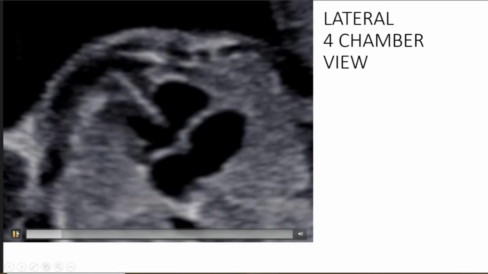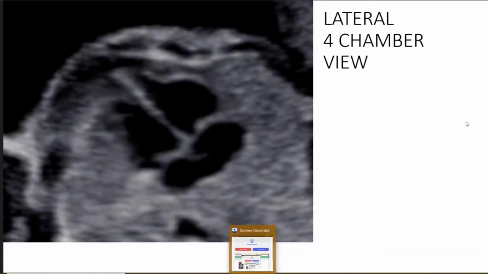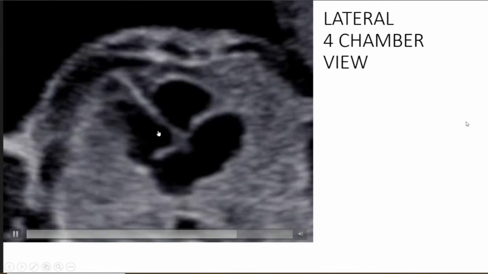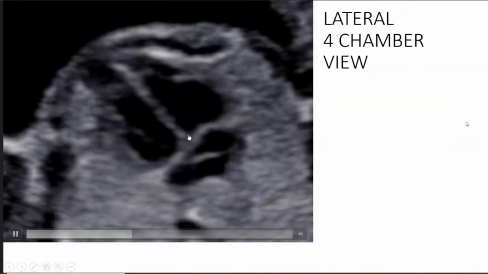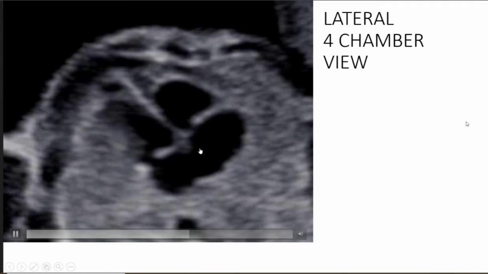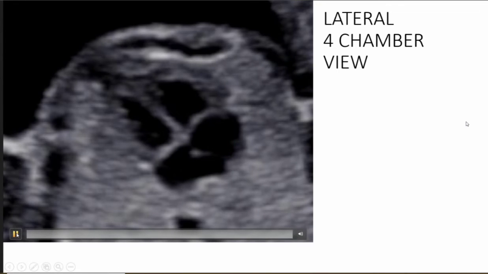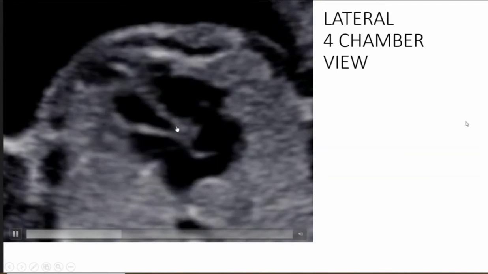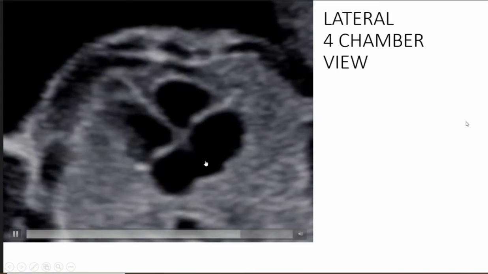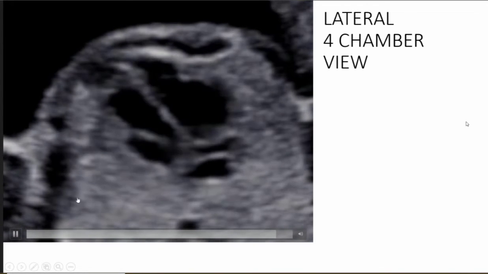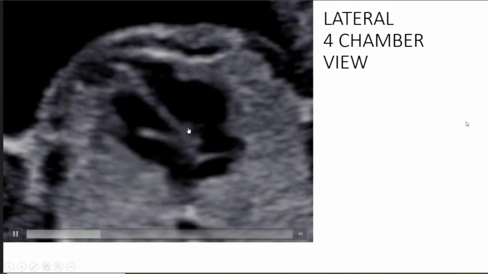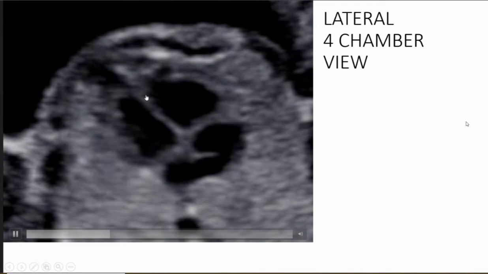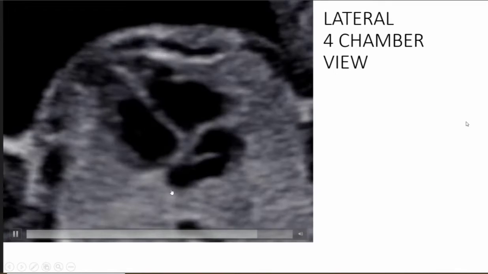Now this is another 4-chamber view which shows the interventricular septum communicating with the crux continuously. Sometimes when we have a dropout artifact like what is shown here, the oblique lateral 4-chamber view or the far lateral 4-chamber view will help us show the interventricular septum touching the crux and ruling out a VSD.